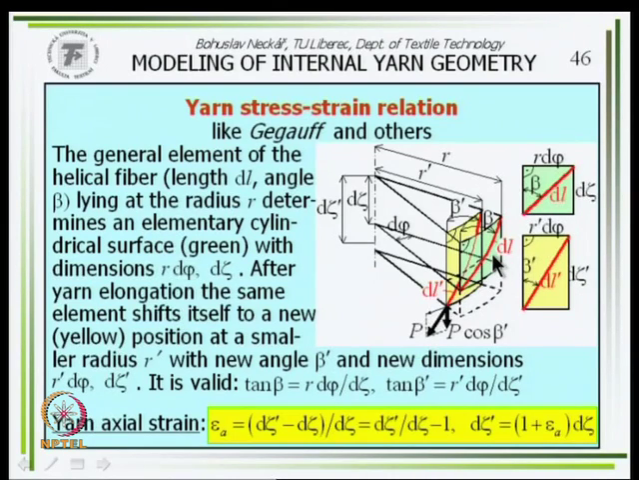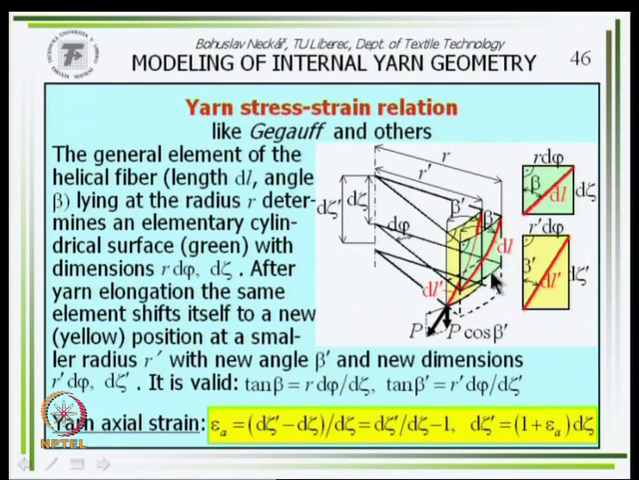On the picture, we have two red fiber elements. One red fiber element is lying on the green surface of some cylinder, and an elemental part of this cylinder surface is shown. This height is d zeta, okay? It's d zeta. This is radius r, so this length is r times d zeta. Well, the elemental angle is d phi.